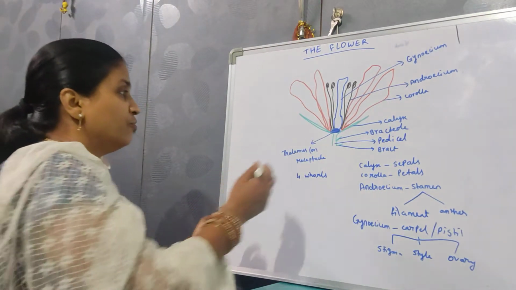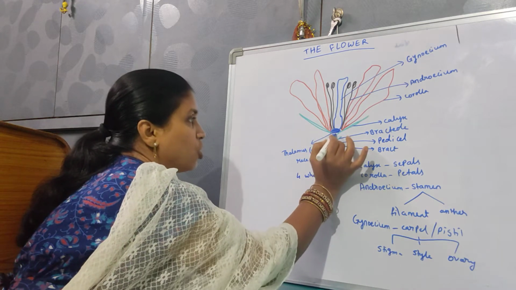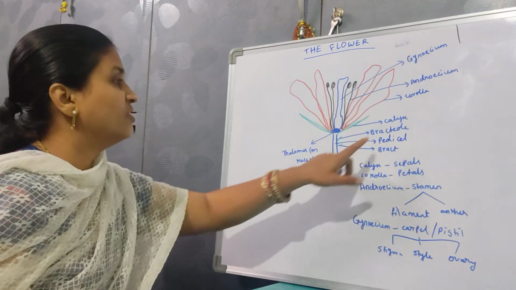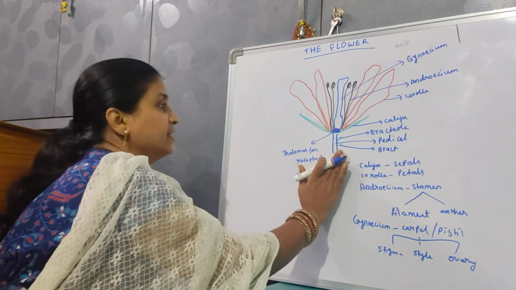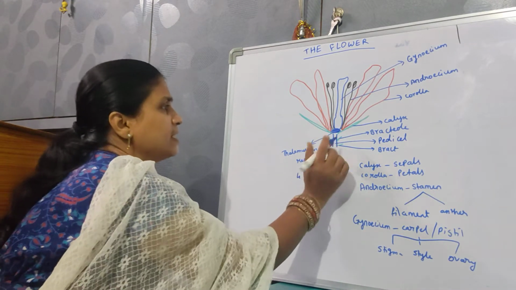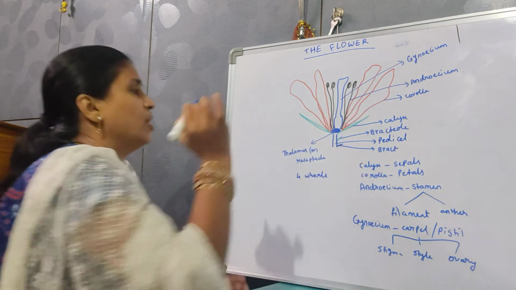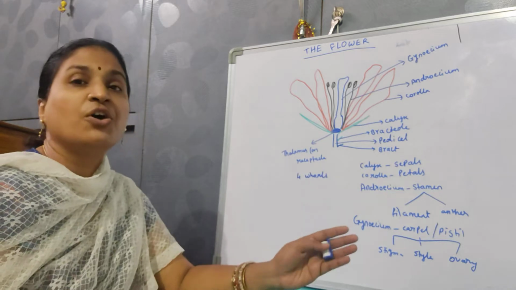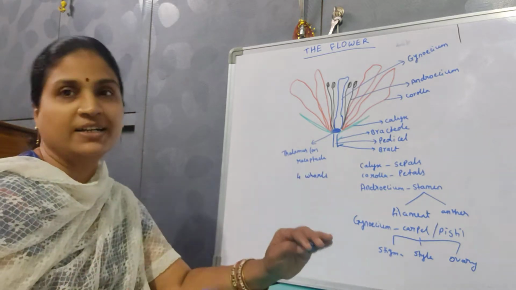But before that, we will discuss the stalk of the flower. The stalk of the flower is called the pedicel. Just here at the base of the pedicel, a bract is present. Bract is an appendage where the flower is protected in the bud condition.